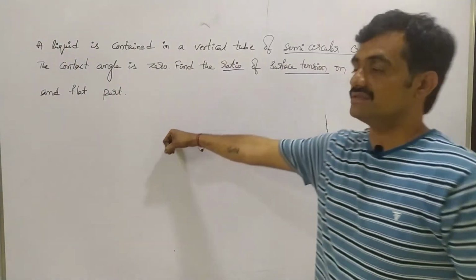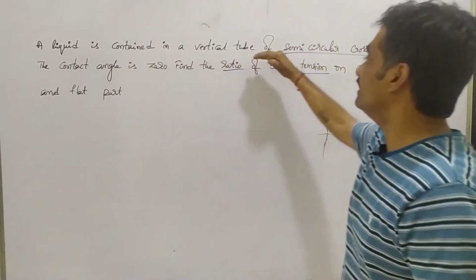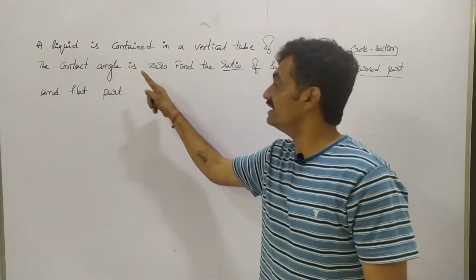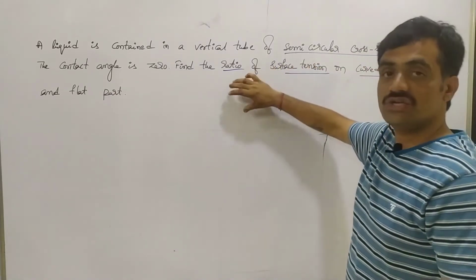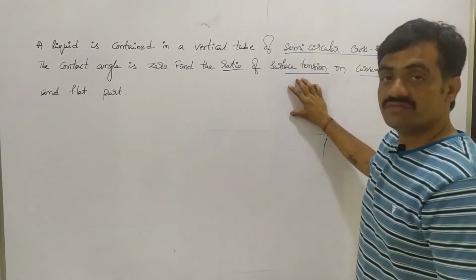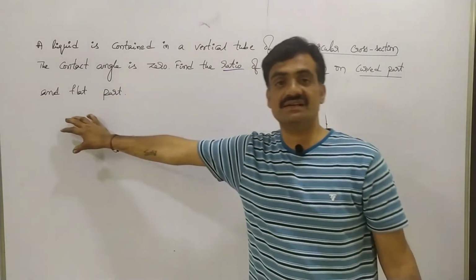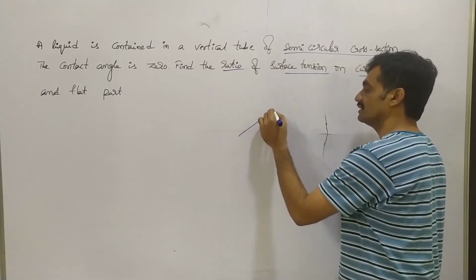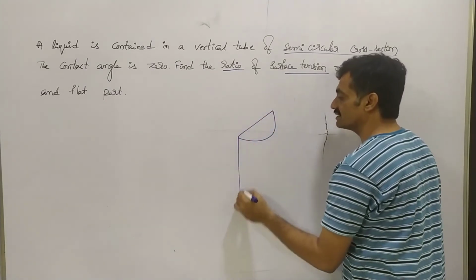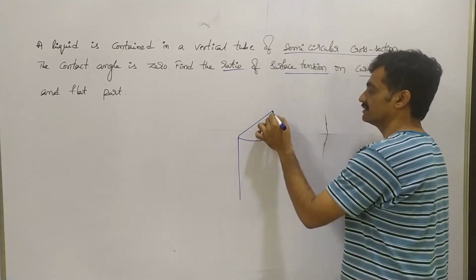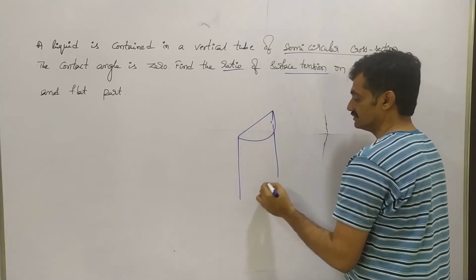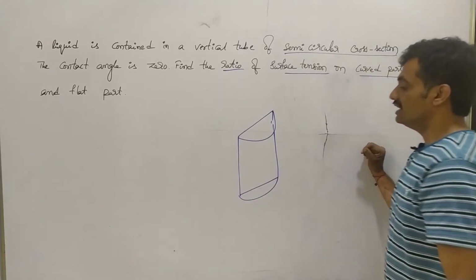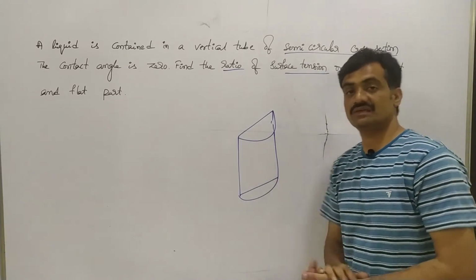Okay, let's observe this problem. A liquid is contained in a vertical tube of semicircular cross section. The contact angle is 0. Now we have to find the ratio of forces based on surface tension on the curved part as well as the flat part. So first of all, we consider the semicircular tube.